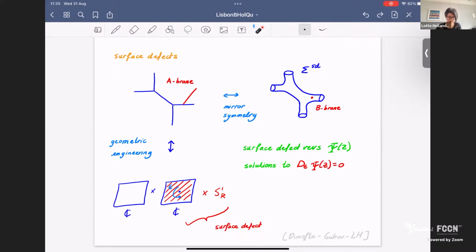defects that wrap this omega deformed complex plane. The surface defects have vacuum expectation values, which are denoted by psi. And these psi's are solutions to this quantum curve equation. So they're solutions to this, in this case, difference equation defined by the quantum curve d epsilon.